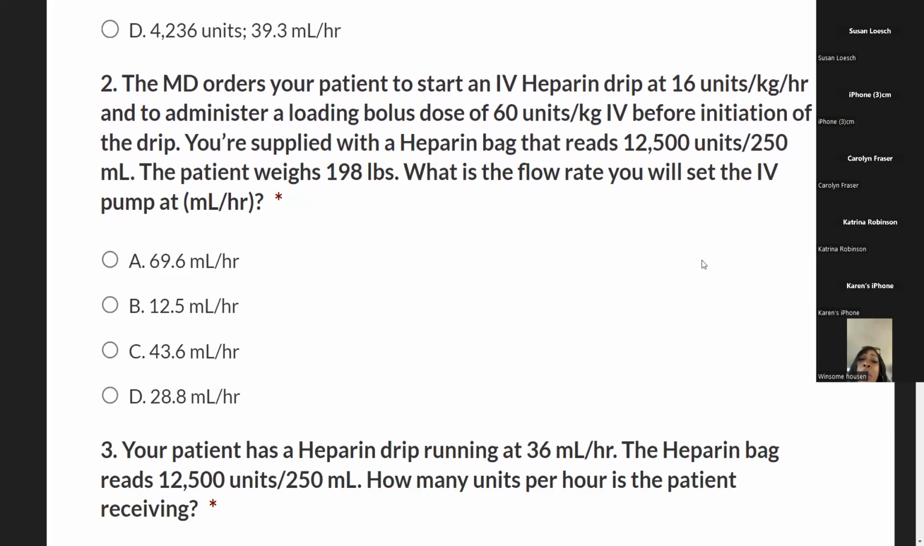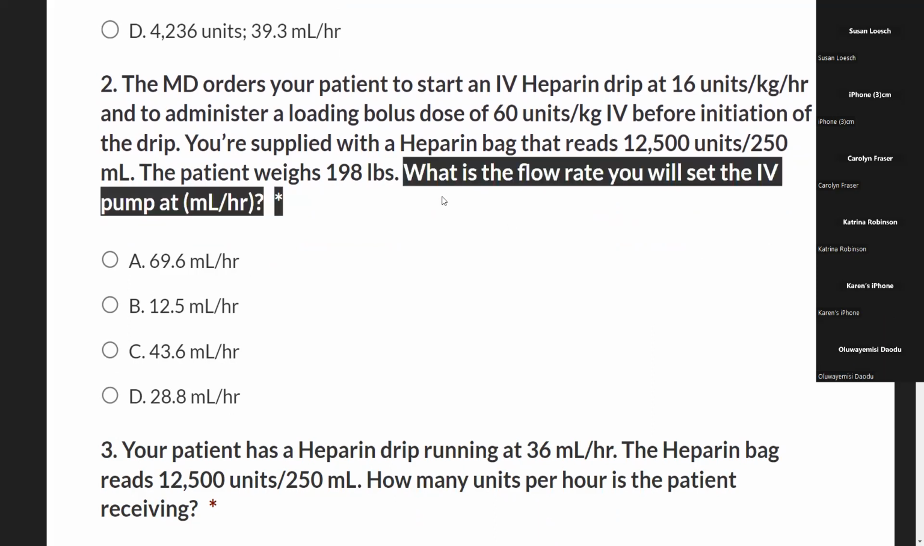Now, what is this question asking you right here? This is what you should be reading, not the top, because this tells you how to set the problem up. So what is it asking? The flow rate, what mL per hour flow rate you would set the IV pump to. So that means you're setting up the dose.